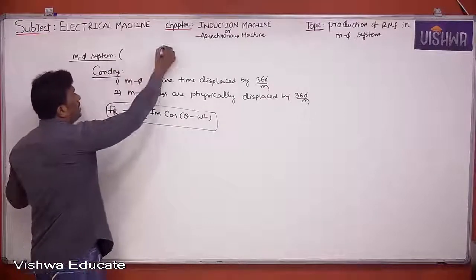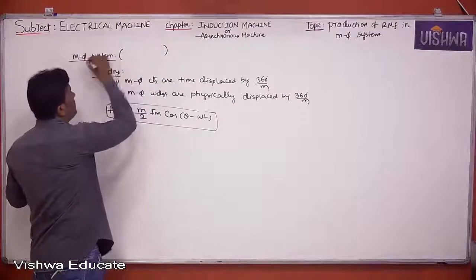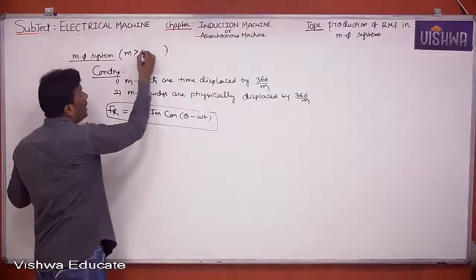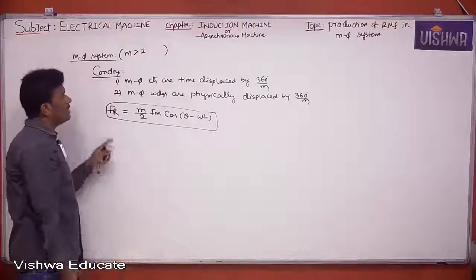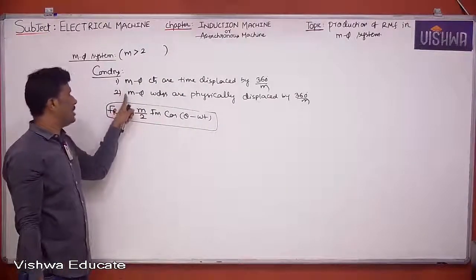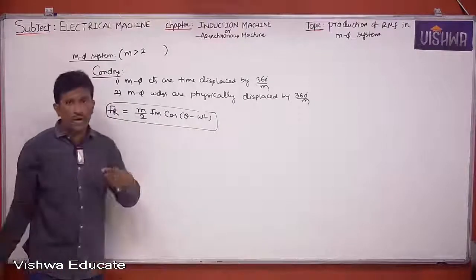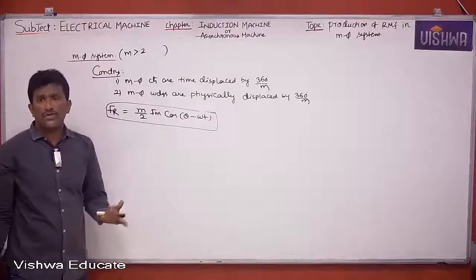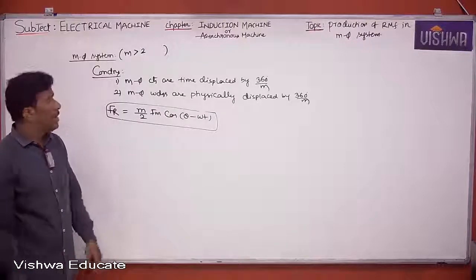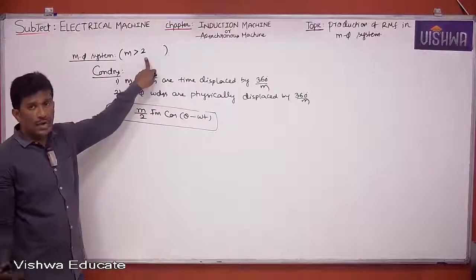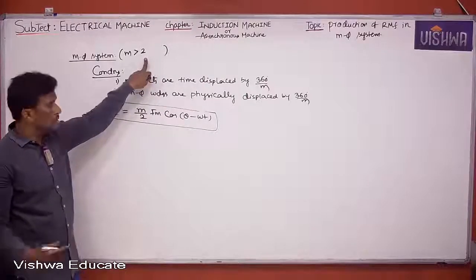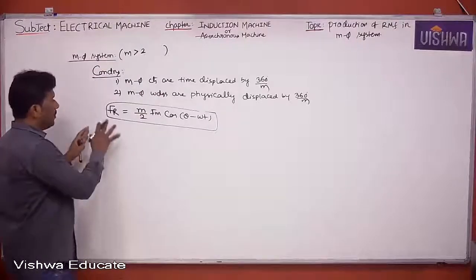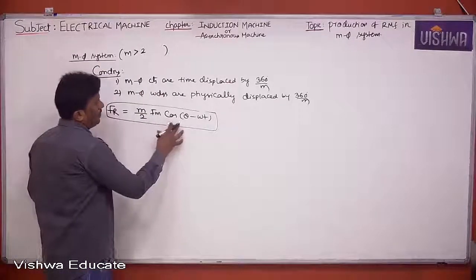Please try to remember: I'm just saying M-phase system where M is greater than 2. That means these conditions and this equation are valid only for M greater than 2, for example 3 phase, 4 phase, 5 phase, 6 phase, for any phases. Not for two phase and one phase. So separately we'll discuss the two phase. As of now, Fr equals M by 2 Fm cos of theta minus omega t, where M is greater than 2.